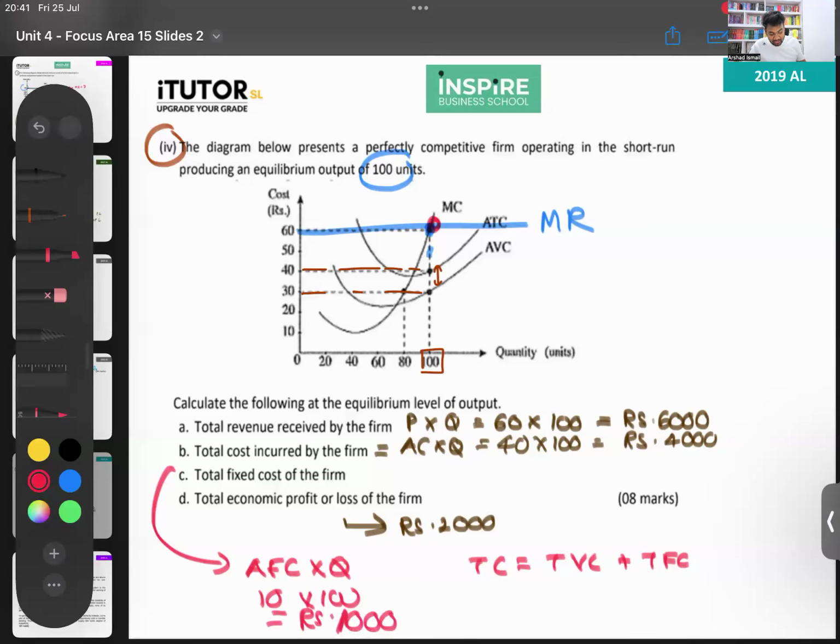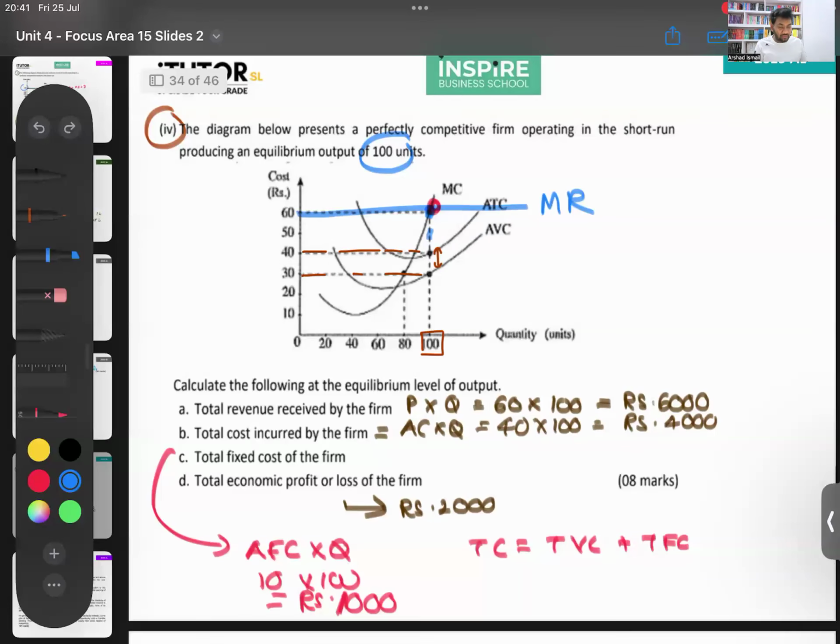So, what's the equation to find total cost? Variable plus fixed. Yes, don't memorize it, Lama. If you're completely memorizing equations, you're completely gone with this whole thing, right? The whole logic is gone for a 6.